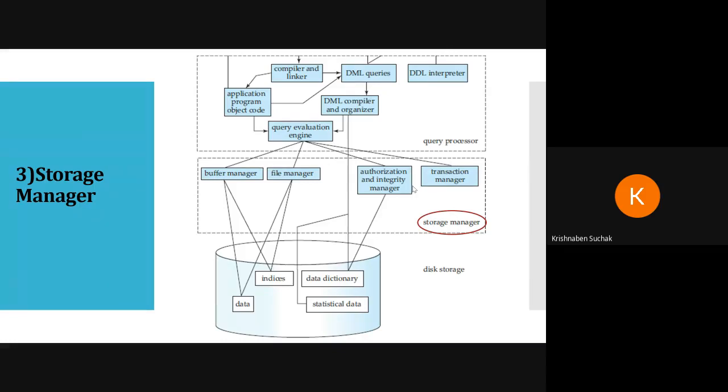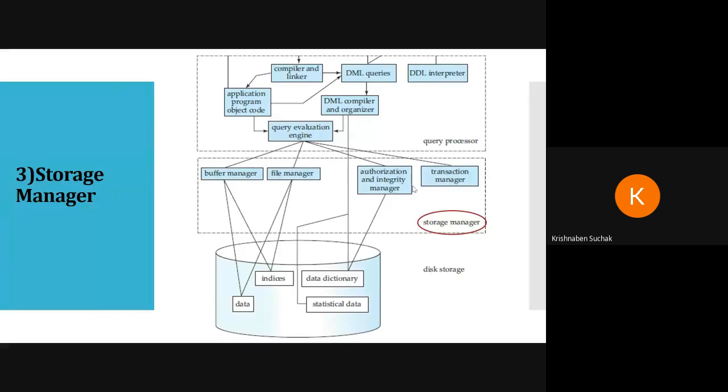That is file manager. Next one is authorization and integrity manager. What is authorization and integrity manager? It will check the authority of user to access data, and also it can check the satisfaction of integrity constraints. So that is the work of authorization and integrity manager. It will check the authorization, and it will also check if integrity constraints are satisfied or not.